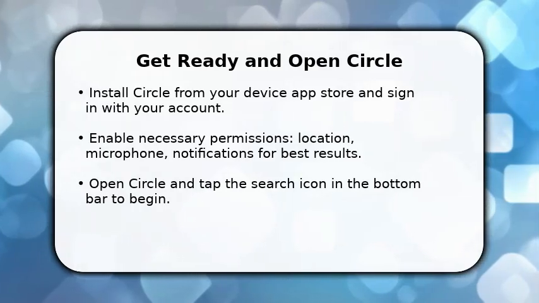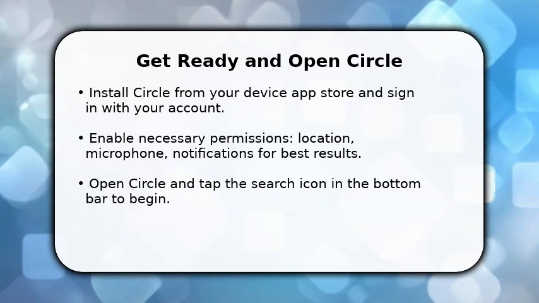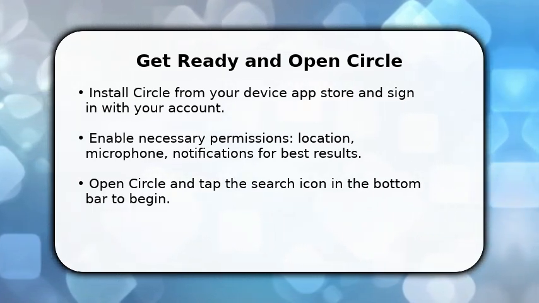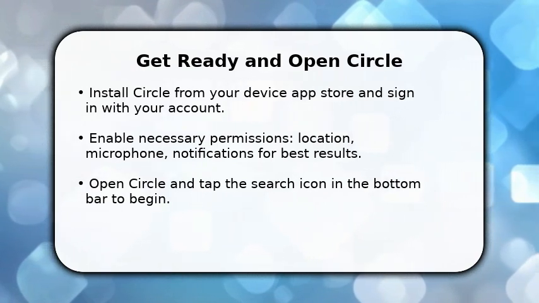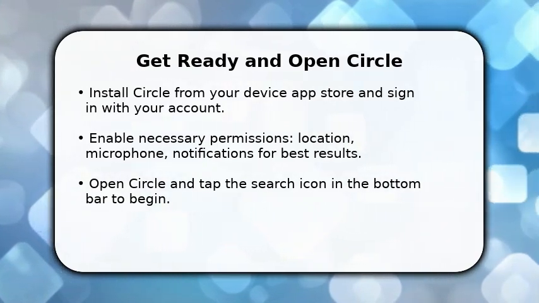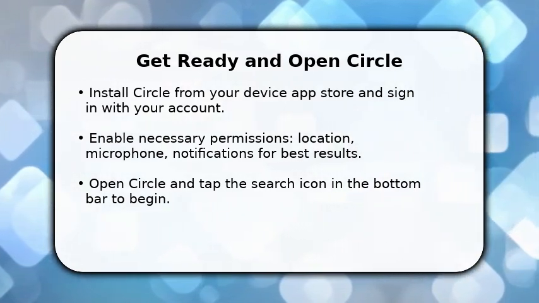You're ready to start? Install and sign in, then open Circle and tap the search icon. First, grant location and microphone access so results are relevant and voice search works reliably. Once done, choose where you want to search, nearby or global, and pick filters like date, type, or distance. Make sure to set language if needed.